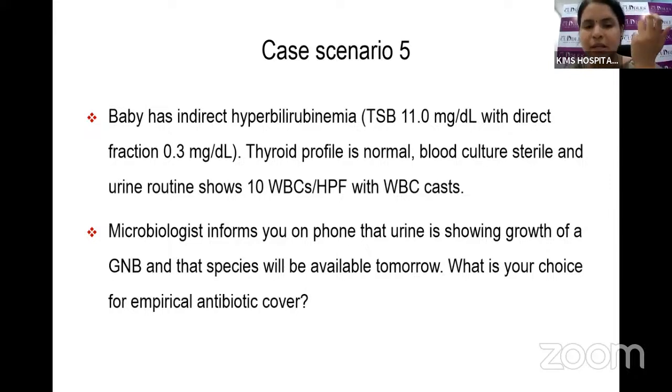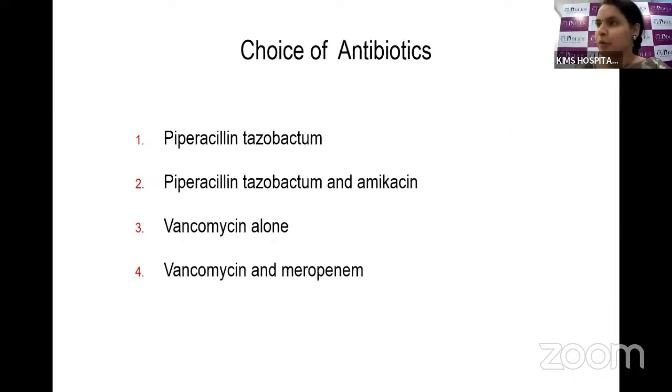Hence, the baby is investigated for hypothyroidism, urinary infection, and bacteremia by doing a thyroid profile, which is normal, a blood culture, which is sterile, and urine routine that shows significant pyuria with 10 white blood cells per high power field with white blood cell casts. The microbiologist informs you on phone that the urine is showing growth of a gram-negative bacteria and that the species will be available tomorrow. Now, what is your choice for the empirical antibiotic cover? These are the 4 options.